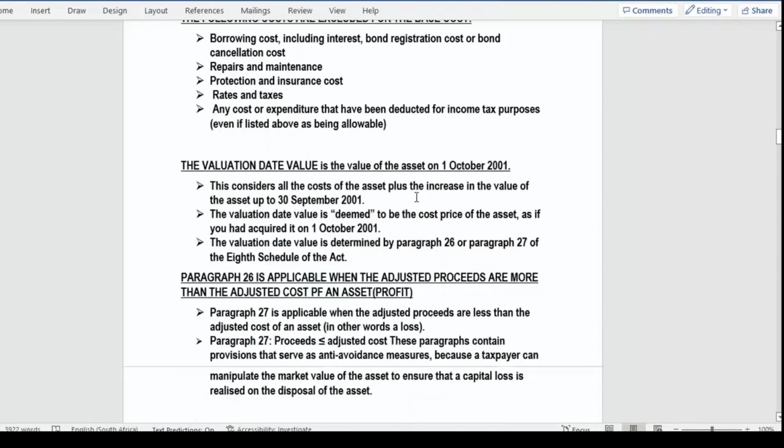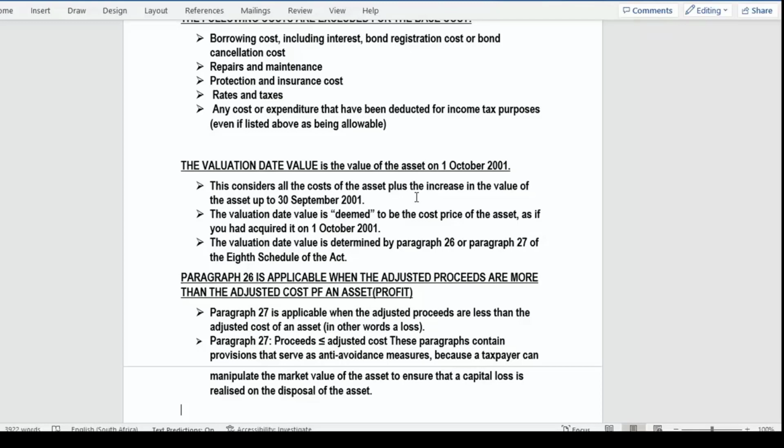But valuation date value is the value of an asset on the 1st of October or before, and this considers the asset plus an increase in the value of the asset up to the 30th of September 2001. Any cost prior to the 1st of October would be regarded as the valuation date value. So the question will tell you when the asset was purchased. If it was purchased before the 1st of October 2001, these are some of the considerations that you are going to look at. And the valuation date value is deemed to be the cost price of an asset as if you had acquired it on the 1st of October.